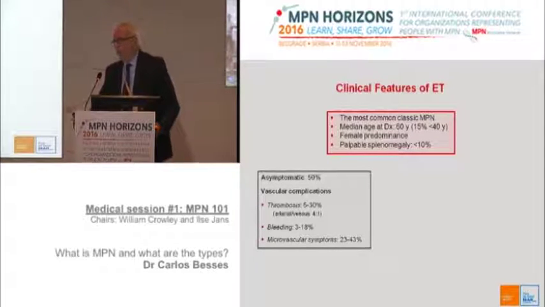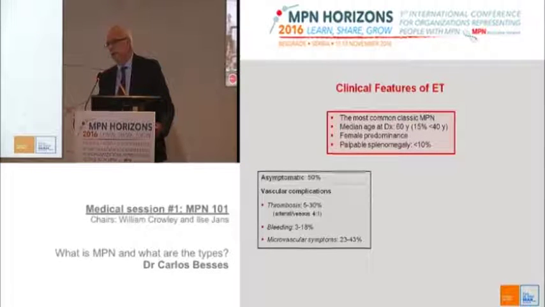One of the main and distinctive features of ET is that at least half of all ET patients are asymptomatic at diagnosis. So the disease is discovered through an increased platelet count in a blood cell count asked for by the GP or by other specialists.